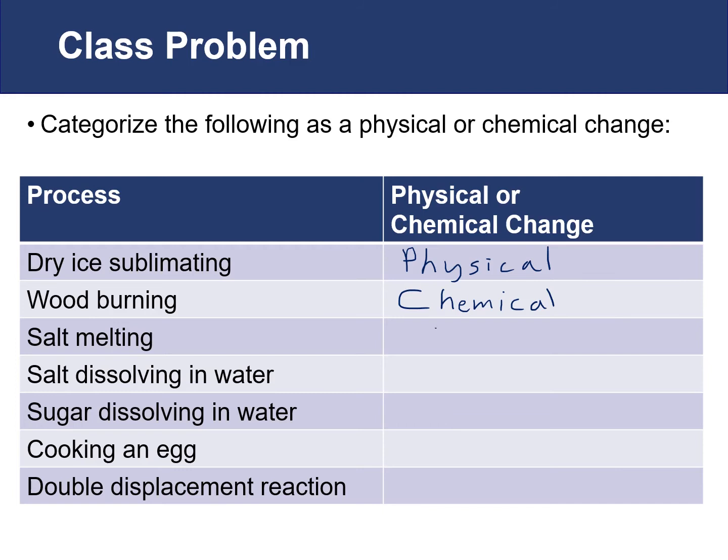Another example is salt melting. If something melts, it is doing a phase transition from a solid to a liquid. The salt stays the same salt as it was before. The chemical formula is the same, and so this is an example of a physical change.